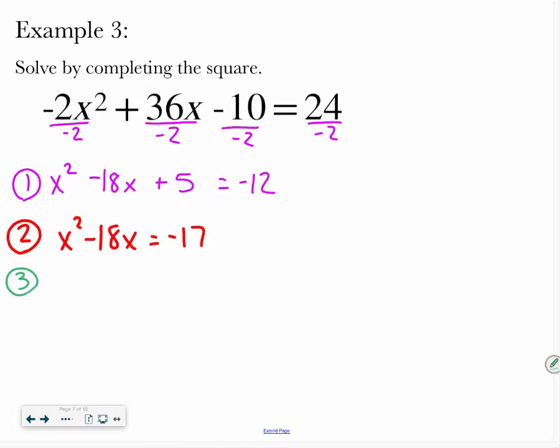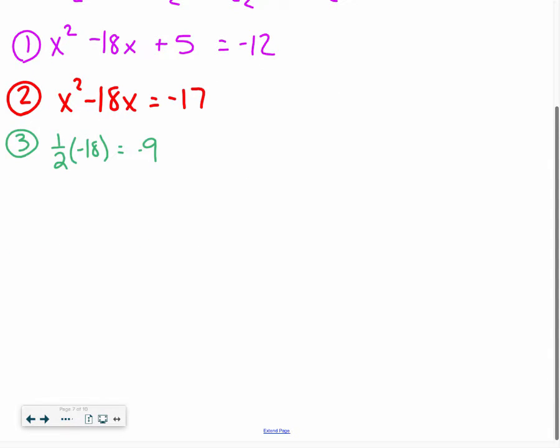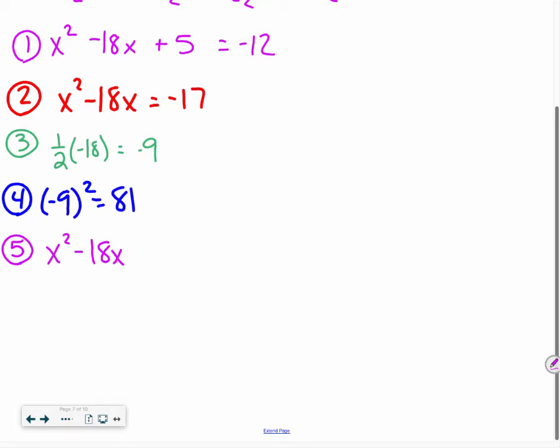My third step is going to be taking half of the b value. So that's a -9. My fourth step is then to square that value. So I have negative 9 squared, so 81. After I've squared that, I rewrite it using that perfect square. So I have x squared minus 18x plus 81 equals negative 17 plus 81. So now I can rewrite my x squared minus 18x plus 81 as x minus 9 squared equals negative 17 plus 81 is 64.